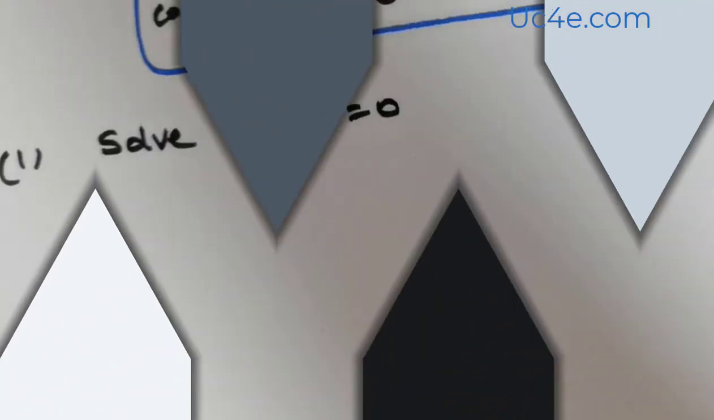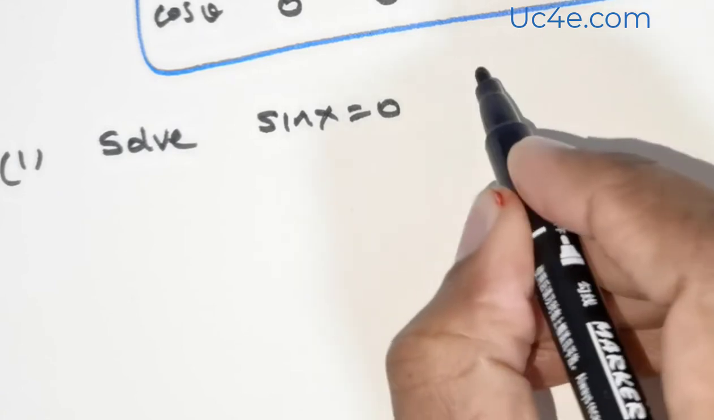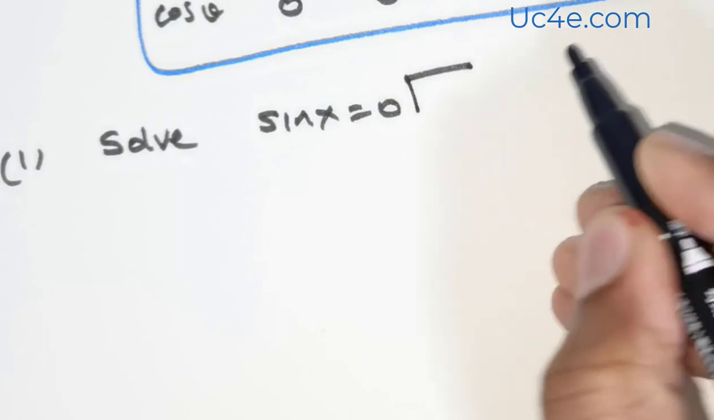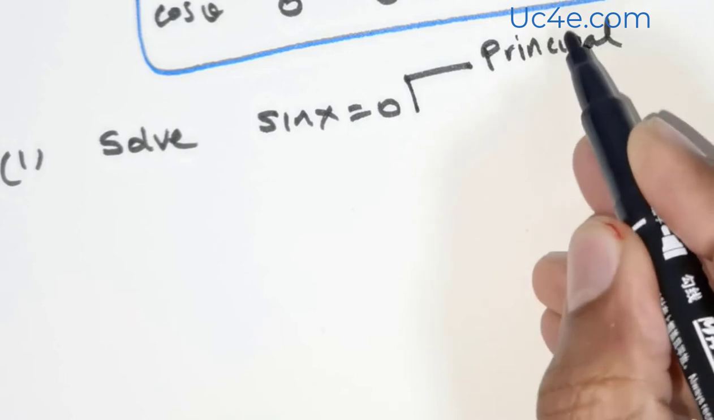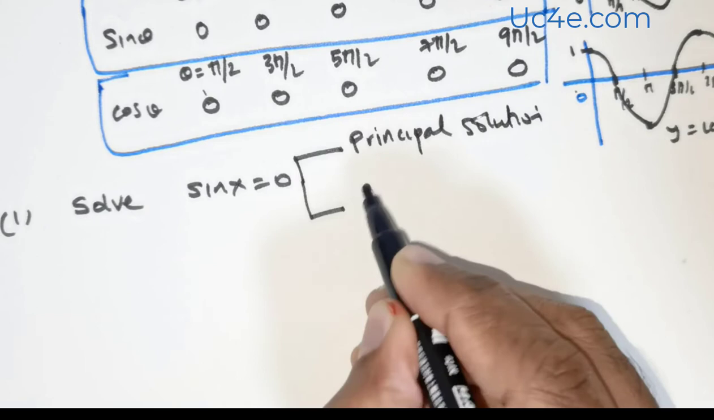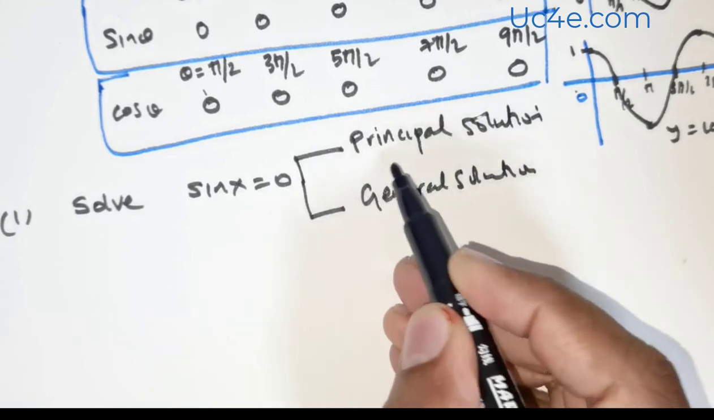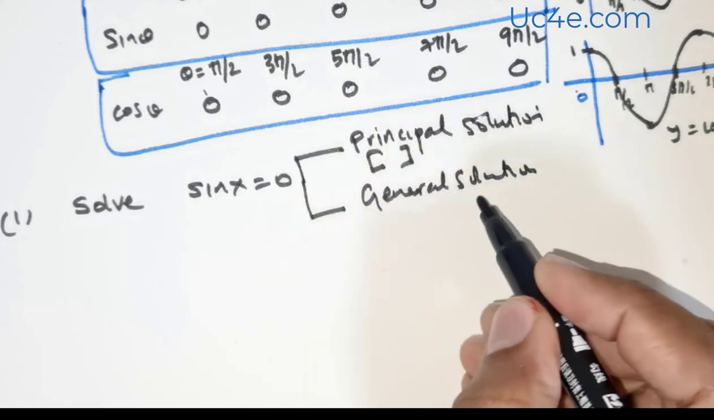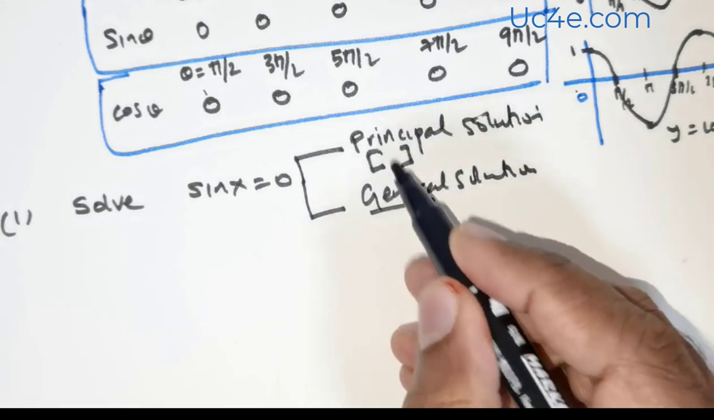It states that sin x is equal to 0 and we are expected to solve. This is a trigonometric equation. Now for this equation, as I mentioned to you earlier, there are two solutions. One is called the principal solution and the other one is called the general solution. For the principal solution to exist, the interval has to be given, whereas in case of the general solution, the name itself states it is a general solution. You don't have to specify the interval.